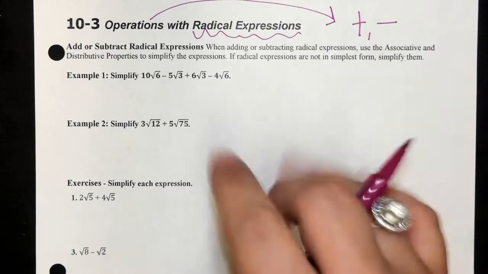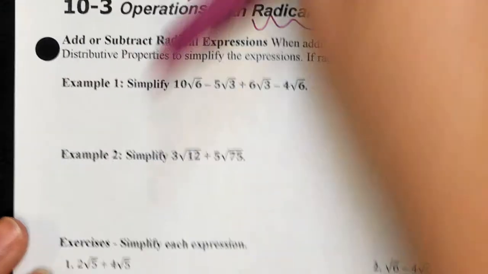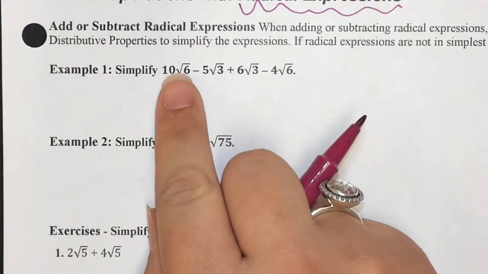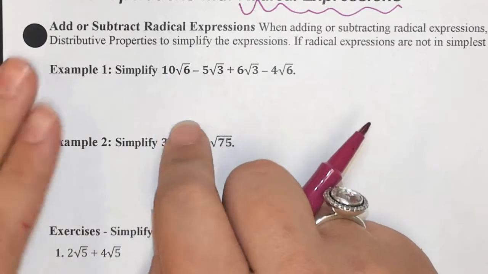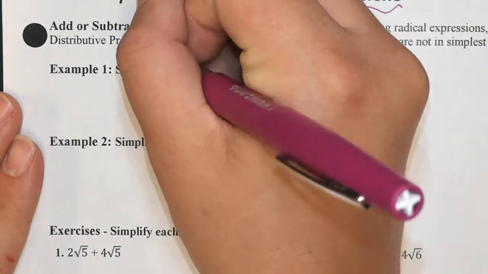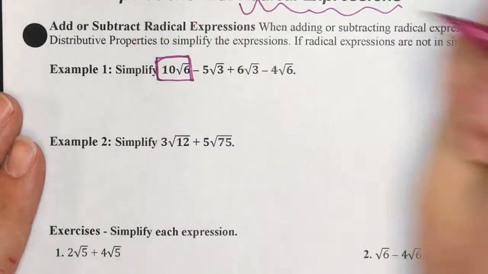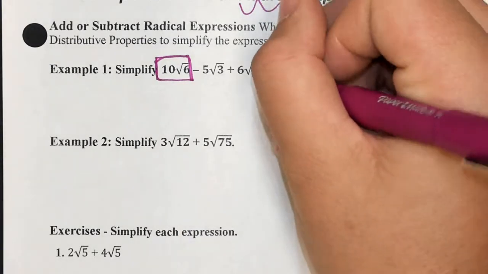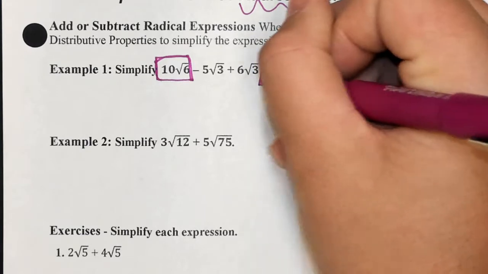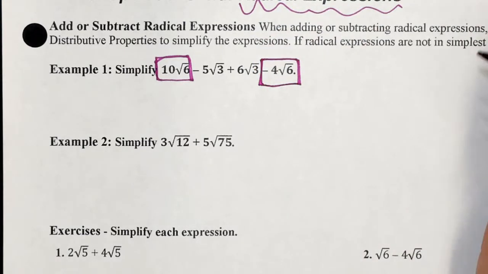Okay? So in example number 1, you see a bunch of radicals. Radicals is another name for square root. So I want you to put a box around 10 square root of 6. And then I want you to put another box around -4 square root of 6. Now, why did I ask you to put a box around only those 2? They have the same radical, the same square root.